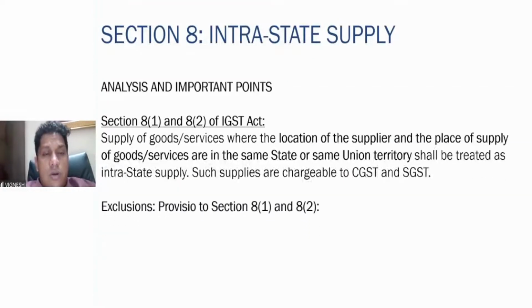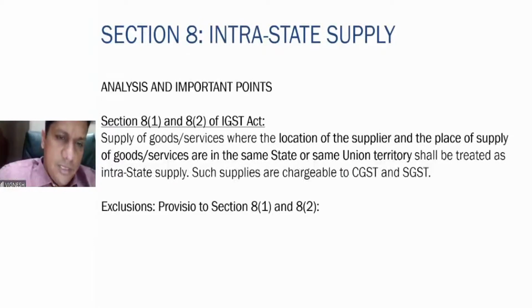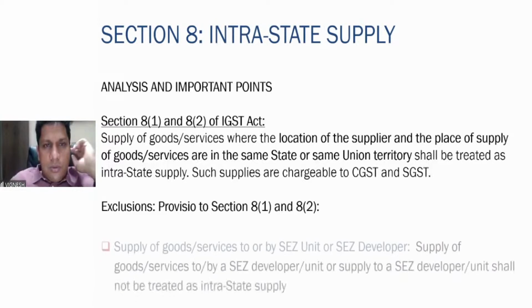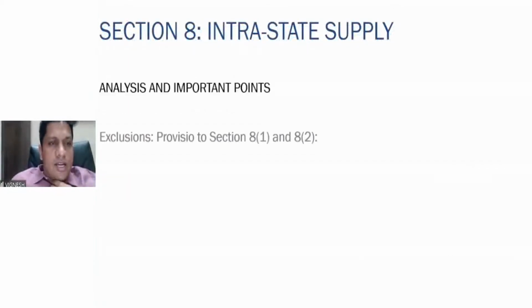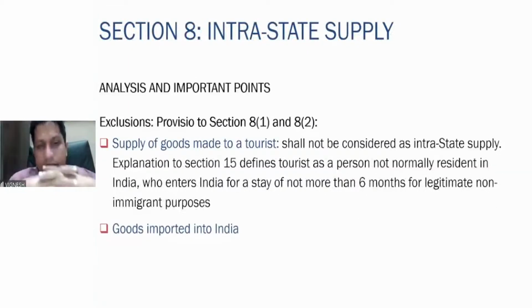Just to understand again, sections 8.1 and 8.2 talk about the location of the supplier of services and the place of supply. If it is in the same state, etc., then it is chargeable to CGST and SGST. Also, a proviso to section 8.1 is there: a special economic zone shall also not be considered as an intra-state supply. So these points are important for us to understand the concepts of the inter-state supply.